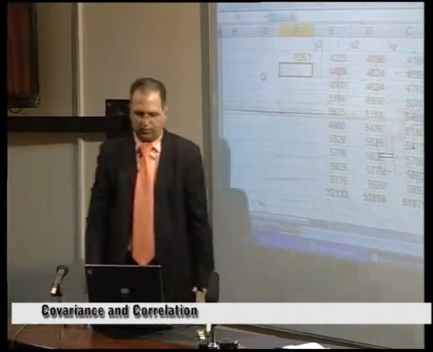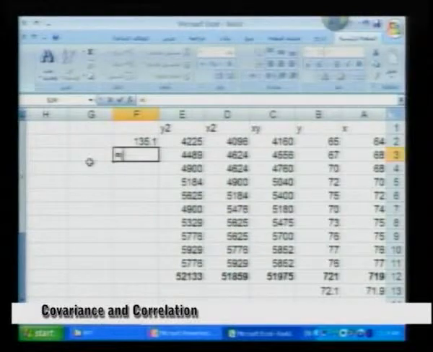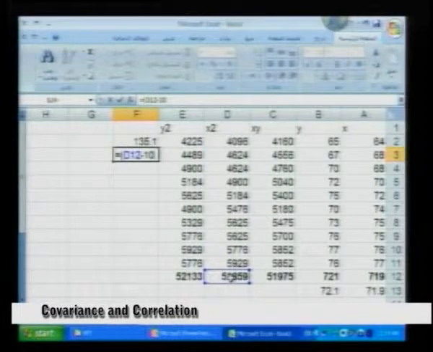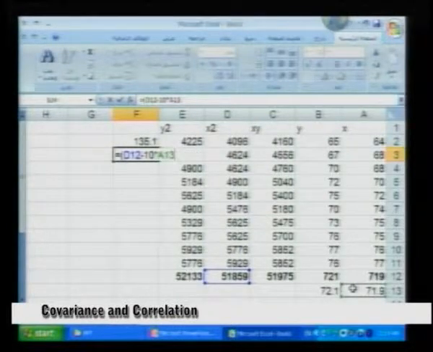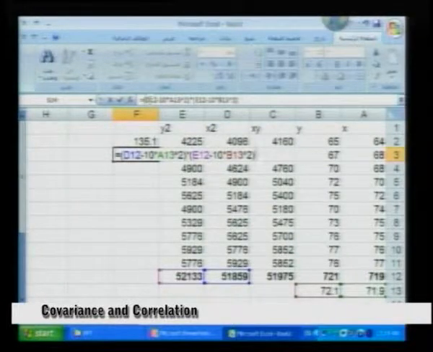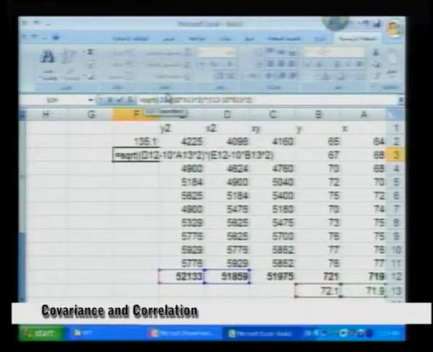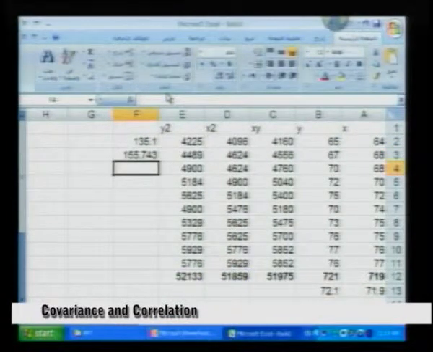The other one is the square root of the sum of x squared minus n x bar squared, times the sum of y squared minus n times y bar squared. And we have to find the square root of this value. So the square root will give this result.